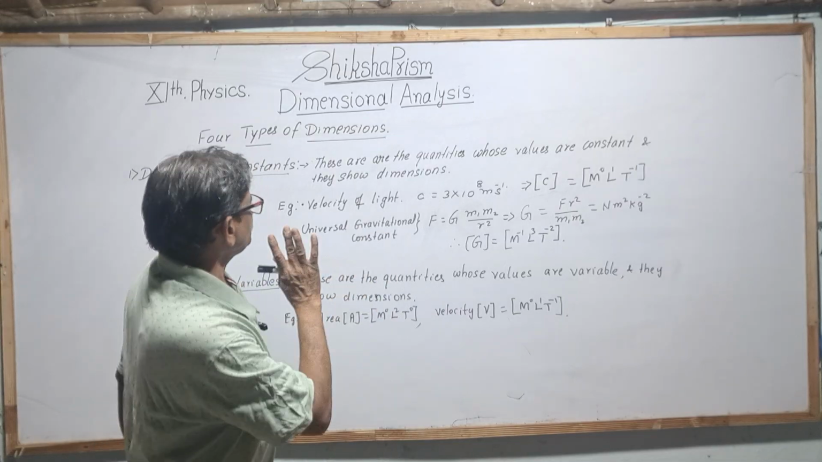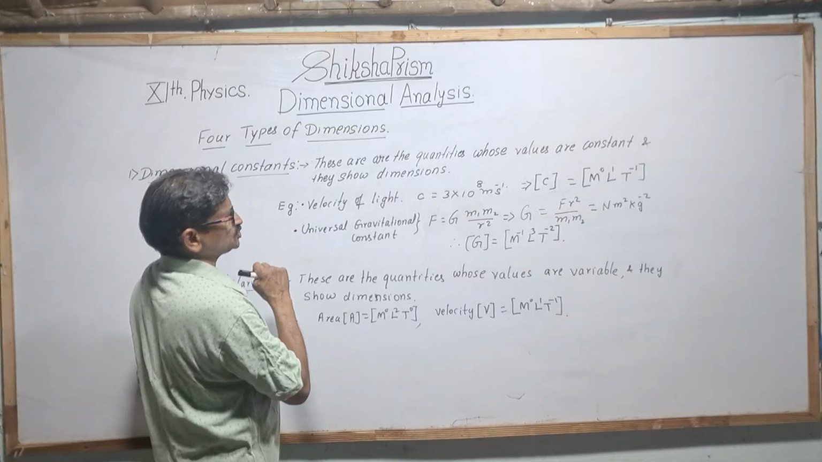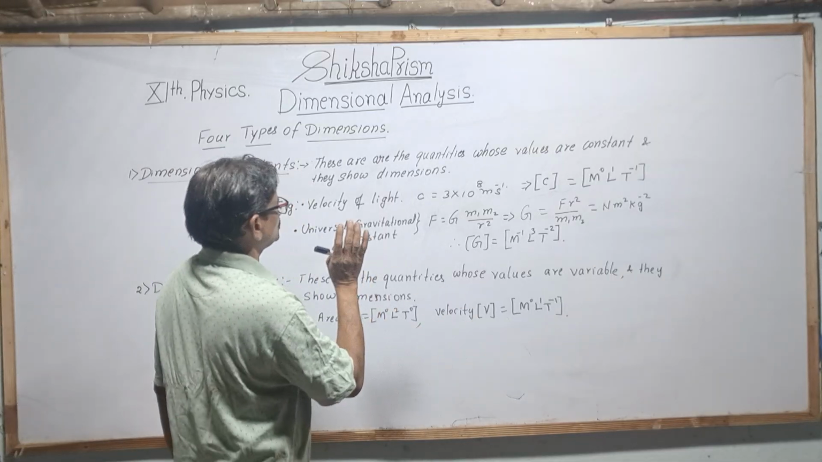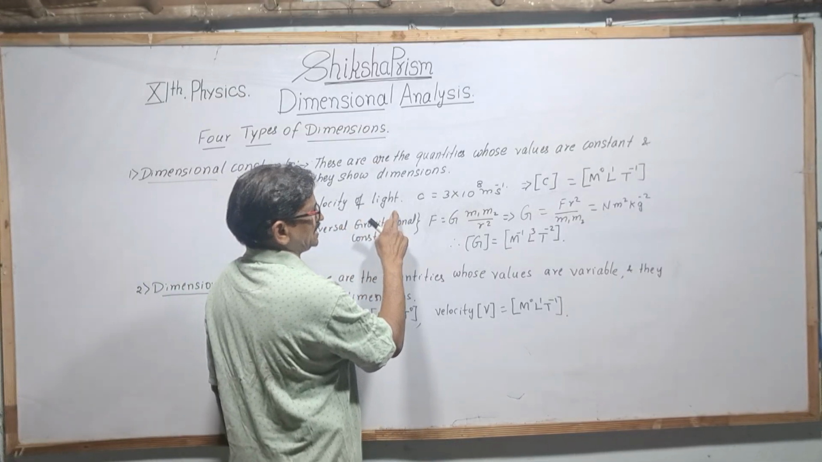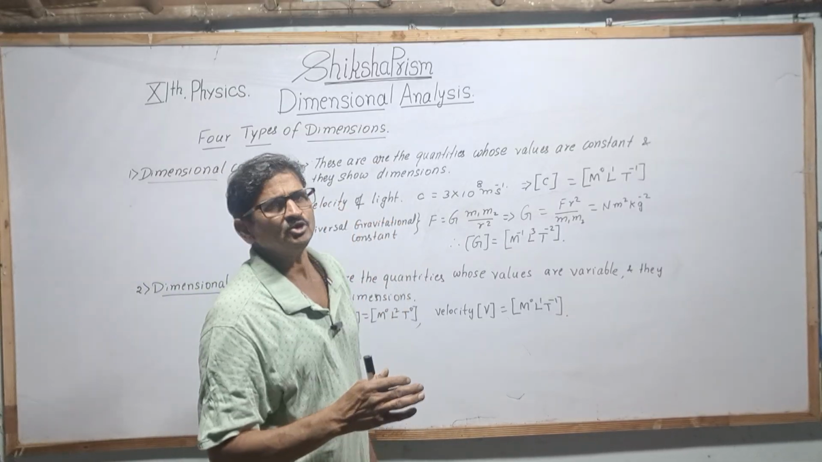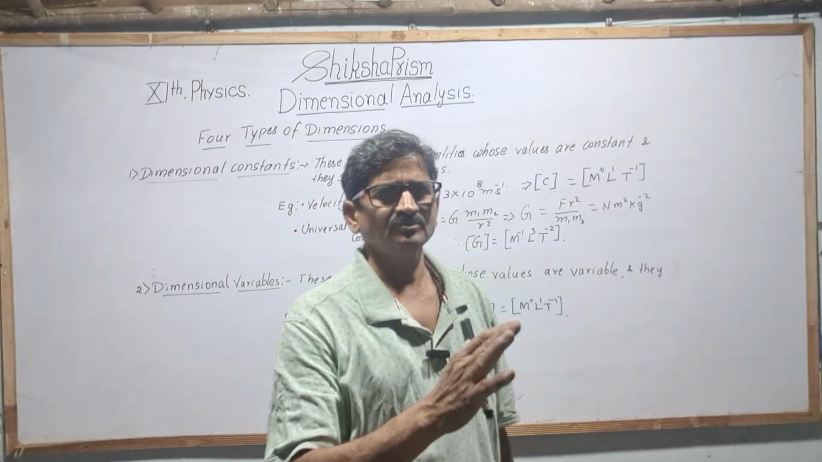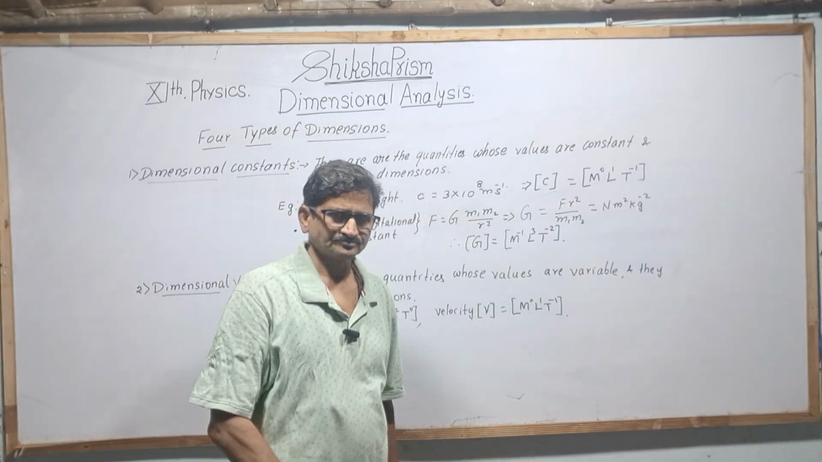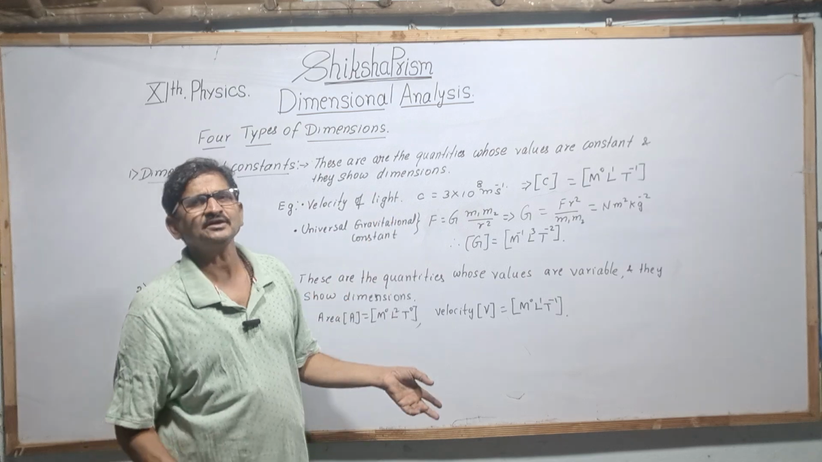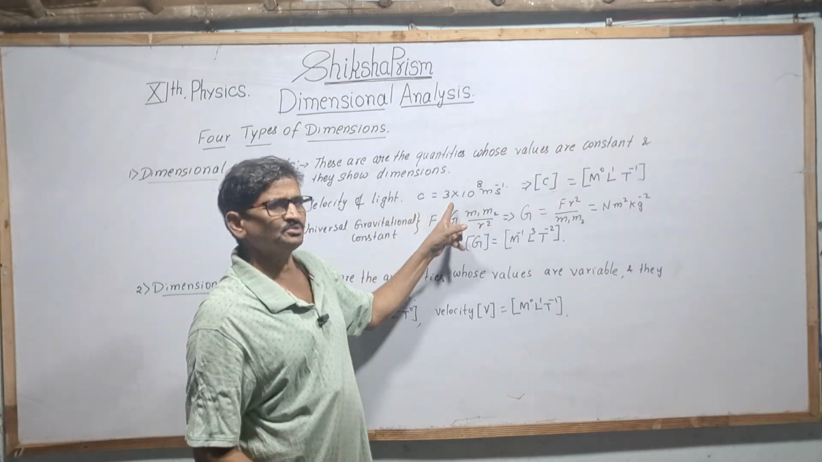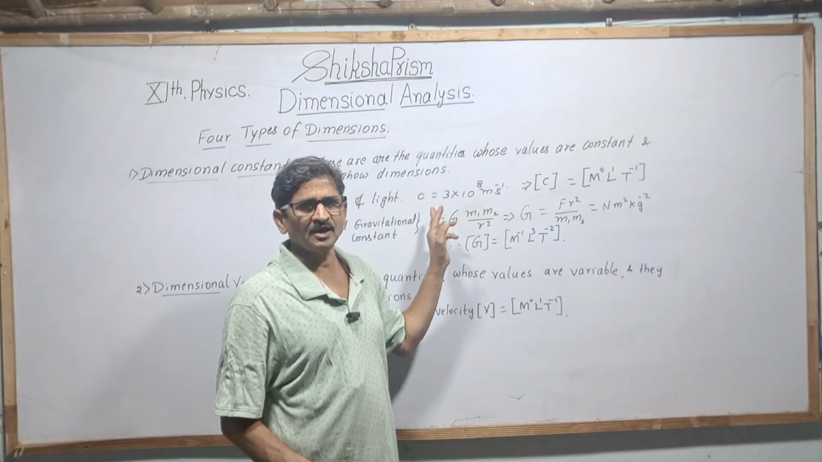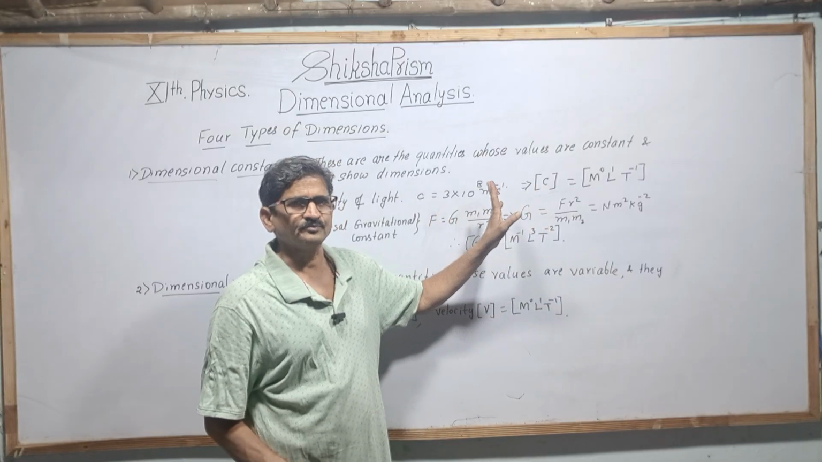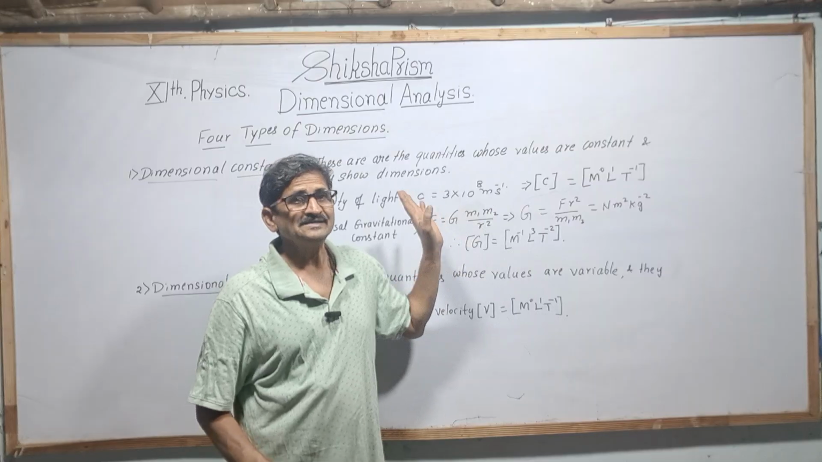ठीक है, तो यहाँ पे एग्जांपल मैं लिखता हूँ. बहुत सारे एग्जांपल हैं, मैंने दो एग्जांपल यहाँ पे लिखे हैं. तो फर्स्ट एग्जांपल क्या है? वेलोसिटी ऑफ द लाइट. तो हमको पता है, we know that velocity of light is a constant in vacuum and in air. That constant value we are taking approximately 3 into 10 to the power 8 meter per second.